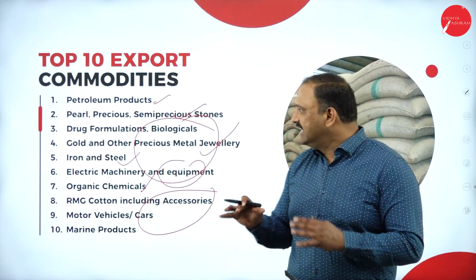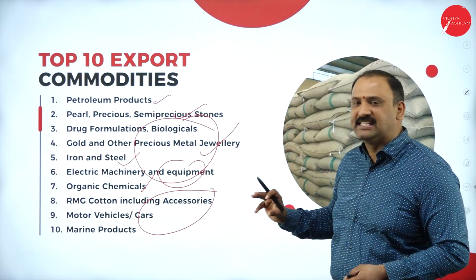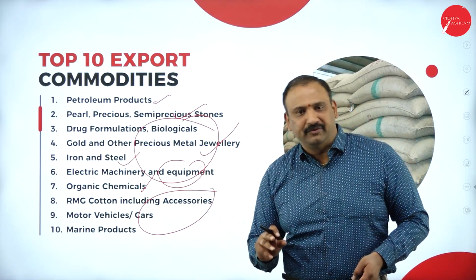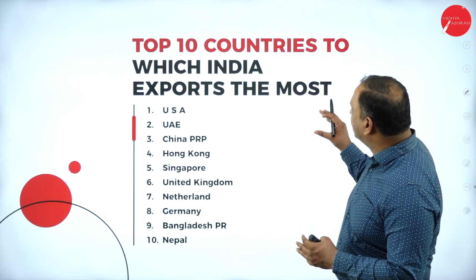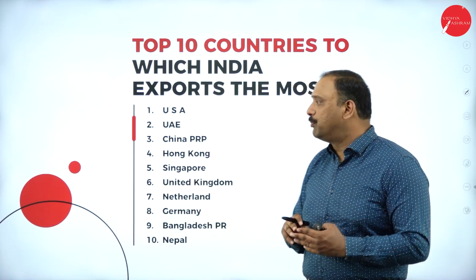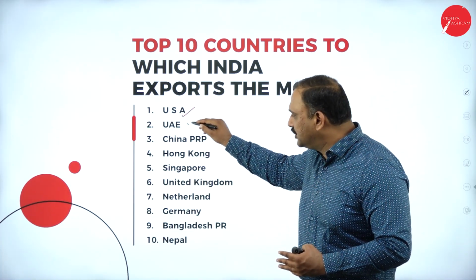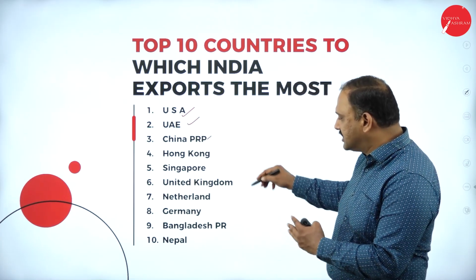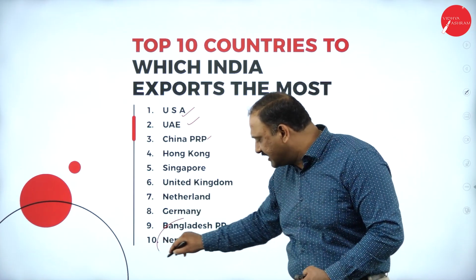Why? Because these are the areas which we have been concentrating on a large basis in terms of growth, in terms of the expansion factors altogether. Followed by the top 10 countries to which India's exports matter the most, we are exporting to the US, UAE, China, Hong Kong, Singapore, United Kingdom, Netherlands, Germany, Bangladesh, and Nepal.